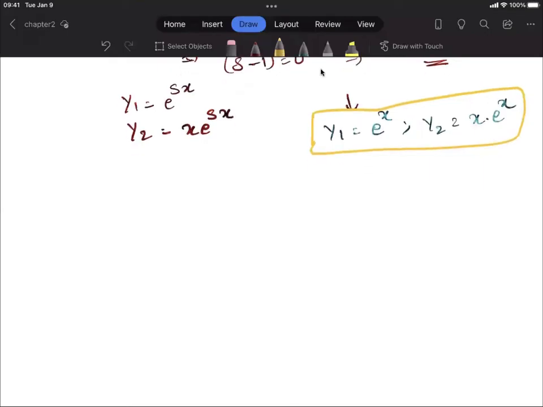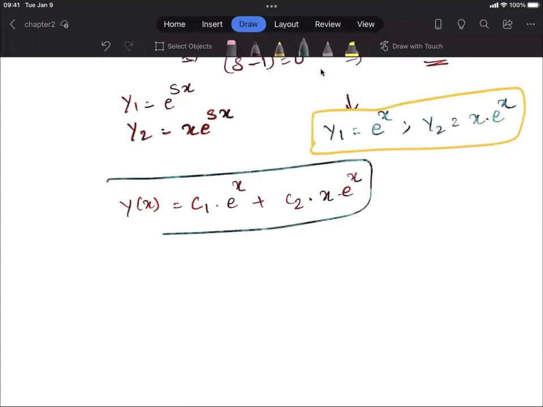Now that we have the two solutions, the general solution is going to be a constant times y1 plus another constant times y2. So this will be the general solution.